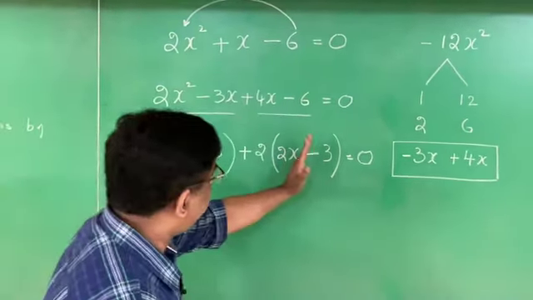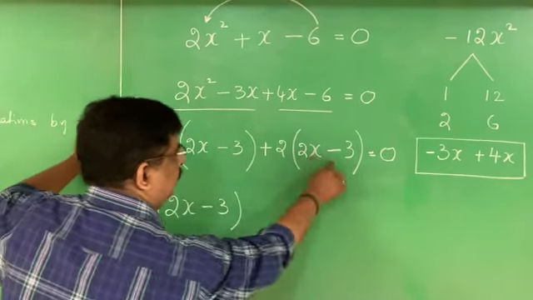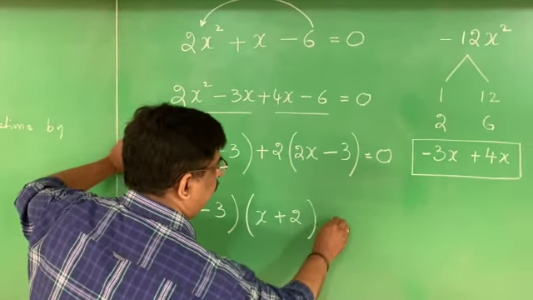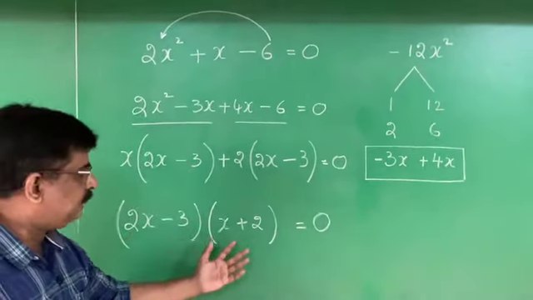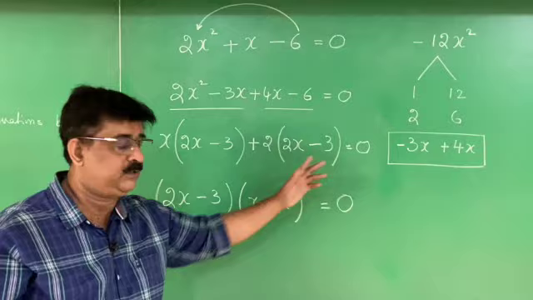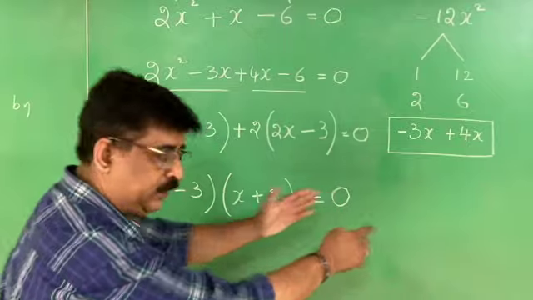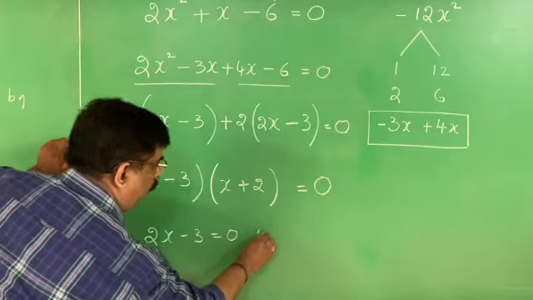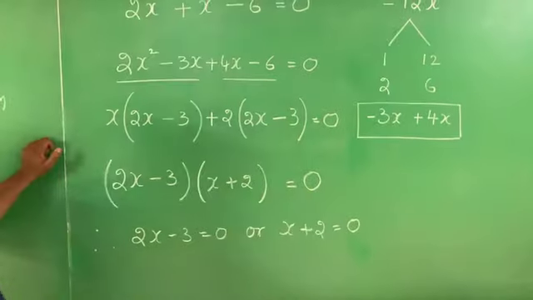Now what is the common factor between these two terms? 2x minus 3, because the common term is there in the bracket. Then what is left here? x plus 2 is equal to 0. Now I told you, if the product of two terms is equal to 0, either of the numbers is equal to 0, not both are equal to 0. Either 2x minus 3 is equal to 0 or x plus 2 is equal to 0. The connecting word is or.